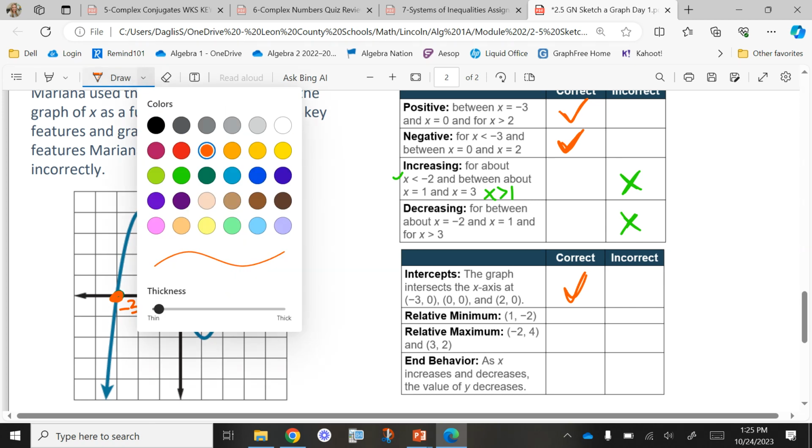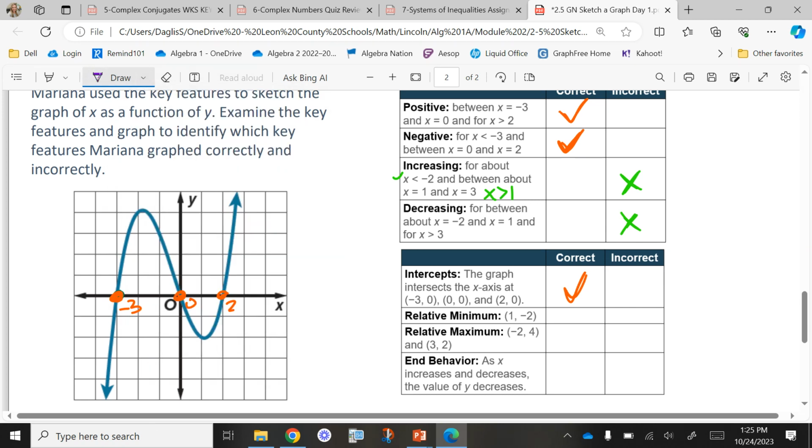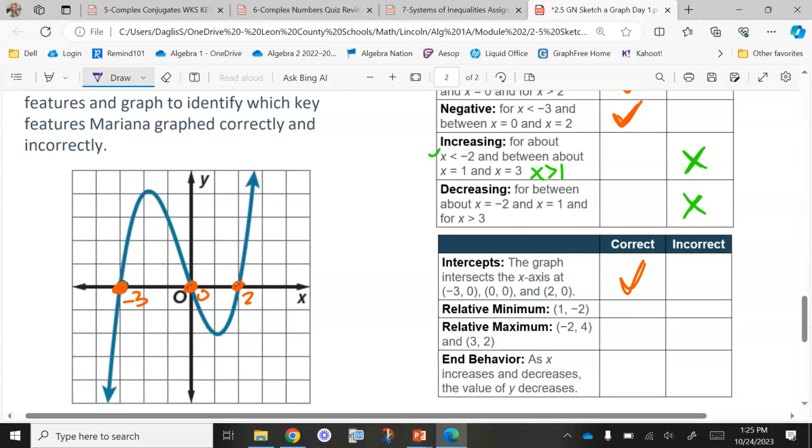All right, do we have a relative minimum at about 1, negative 2? Yes. So remember, an x of 1 means I go right 1. And then negative 2 means we're going to go down. So over, down. Is that a relative minimum? Yes, because it's the bottom of a dip. Okay? The next one's a no.